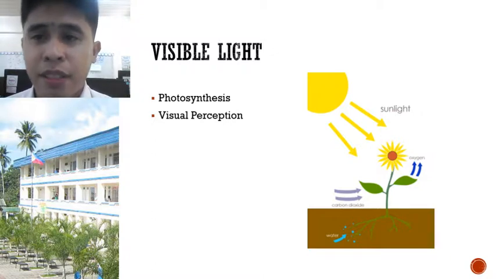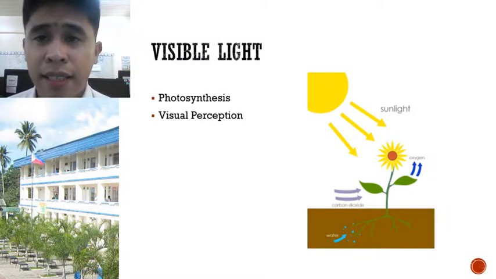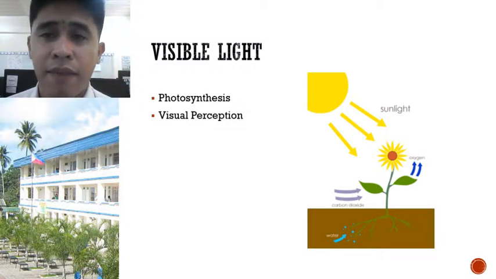Visual perception is another effect of visible light. It is the ability to interpret the surrounding environment using light in the visible spectrum reflected by the objects in the environment. The resulting perception is also known as visual perception, eyesight, sight, or vision.